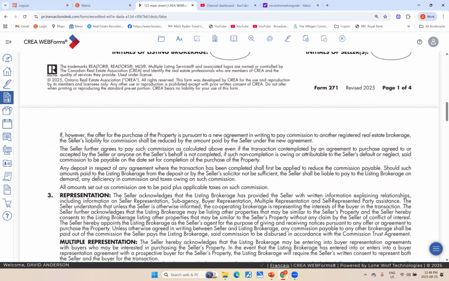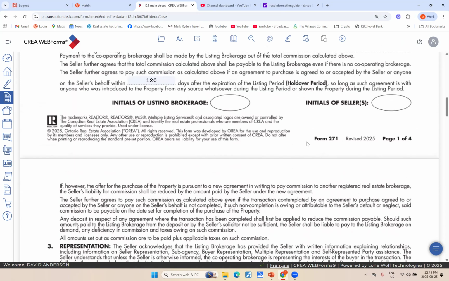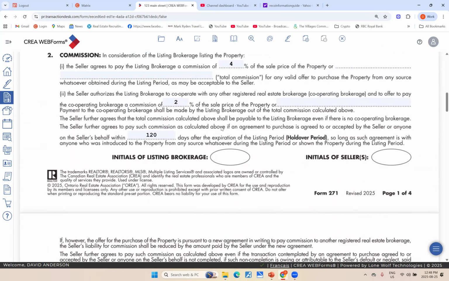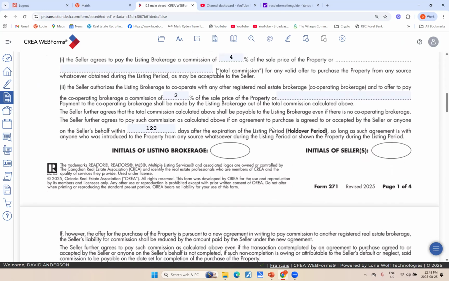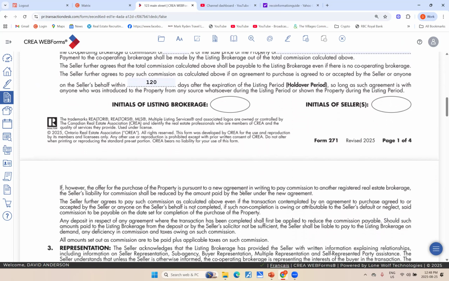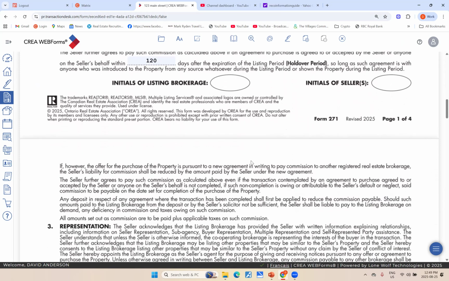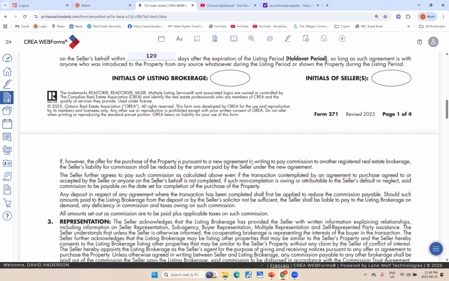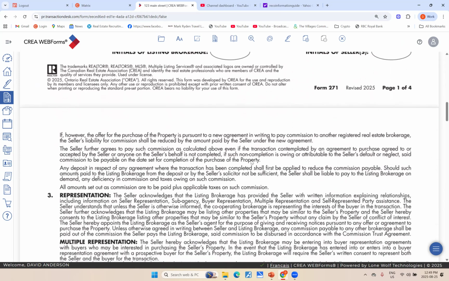But it goes on to say that if, however, the offer for the purchase of the property is pursuant to a new agreement in writing to pay commission to another registered real estate brokerage, the seller's liability for commission shall be reduced by the amount paid by the seller under the new agreement. So basically, if a buyer comes through your property, then the listing expires and it gets listed by another brokerage, they only have to pay the difference between the two, and usually it's going to be the same amount of commission, so there would be no offset to the other buyer agent. They wouldn't have to pay anything.